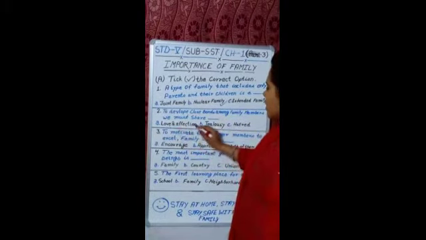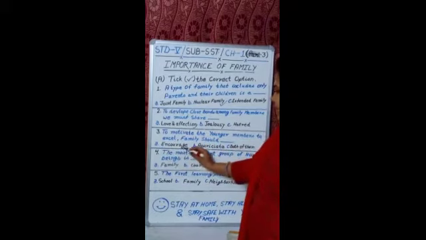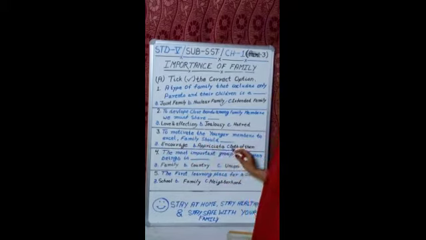To motivate the younger members to excel, family should: option number A, encourage. Option number B, appreciate. And option number C, both of them. Yes, children, the answer will be both options, option A and option B. Encourage as well as appreciate. Yes, so option number C will be correct. Both of them. Right? Okay.